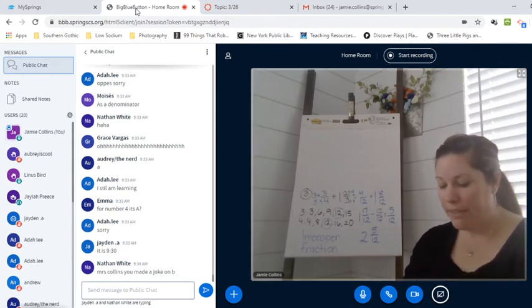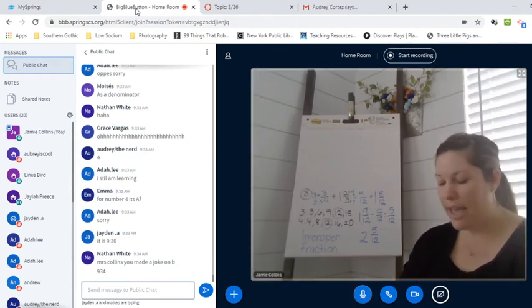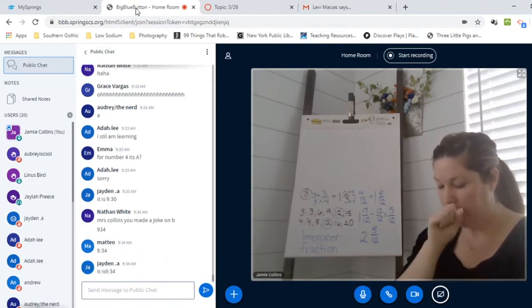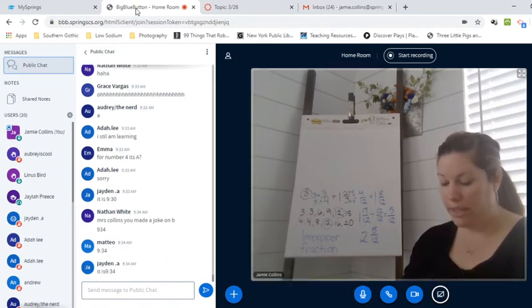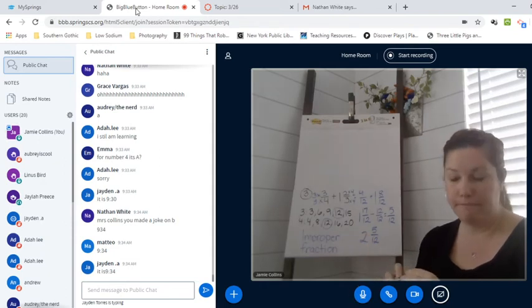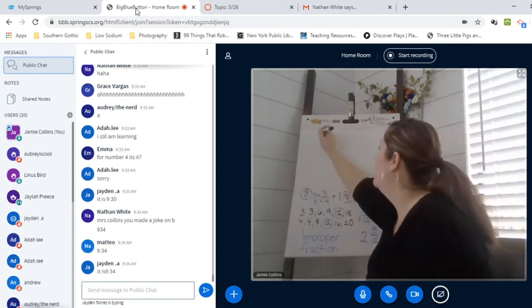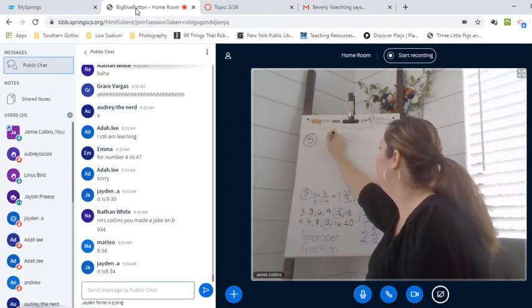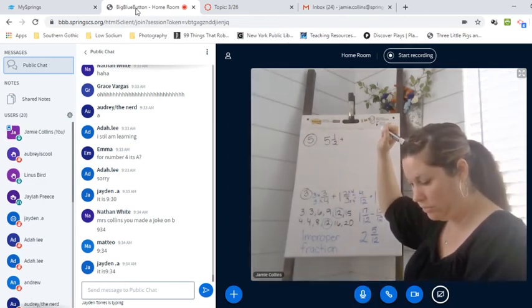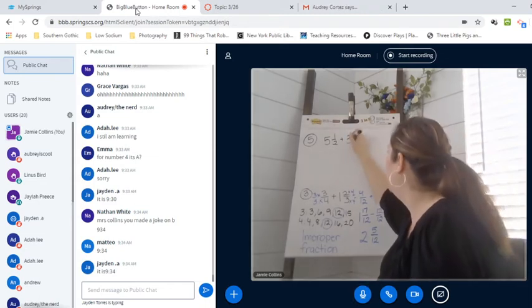Okay, number 5. It says Sam has 5.5 yards of rope. He needs an additional 3 5/6 yards for a project. What is the total length of rope Sam needs for his project? Okay, so we just need to add the 2. So it's going to be number 5, and I'm going to do 5 1/2 plus 3 5/6.